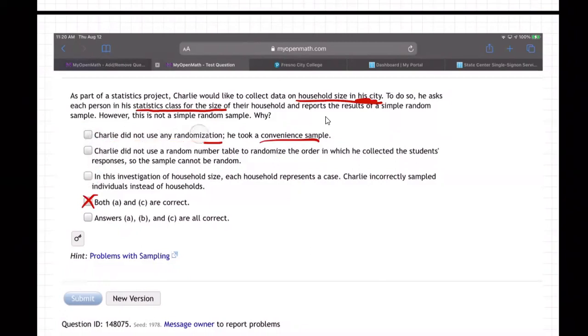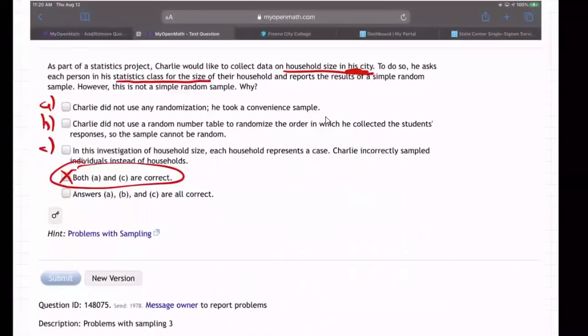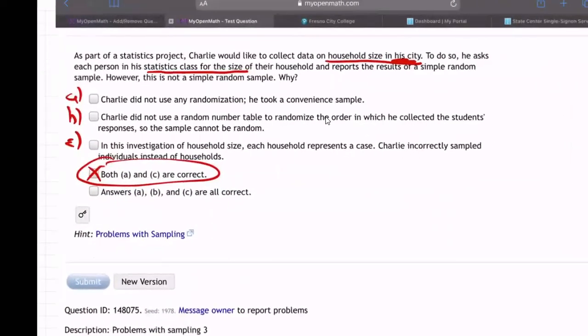This is a tricky question. I didn't see an option for A, B, C. There, it's both A and C are correct. There we go. Both A and C are correct.